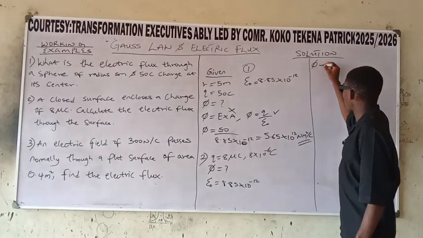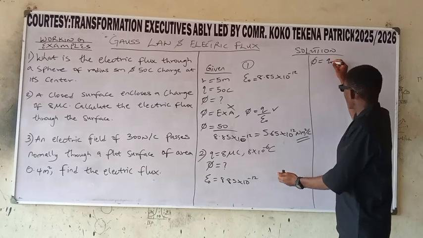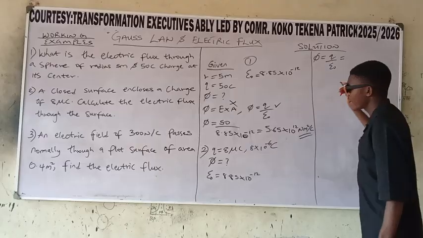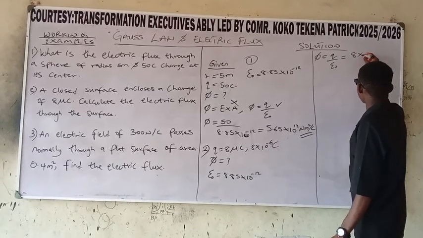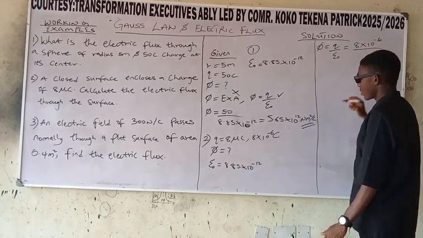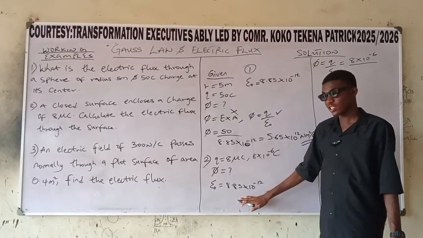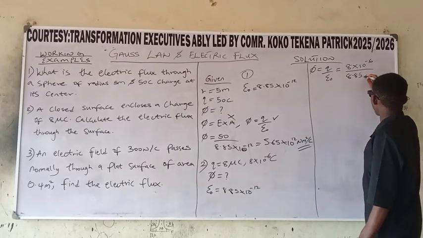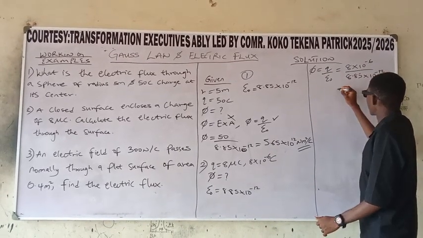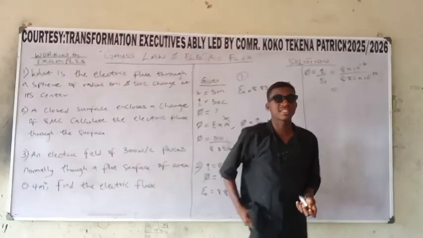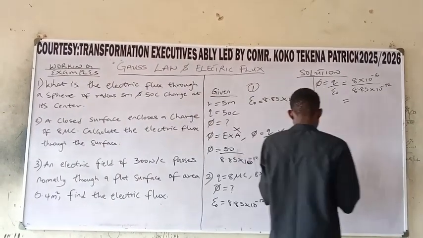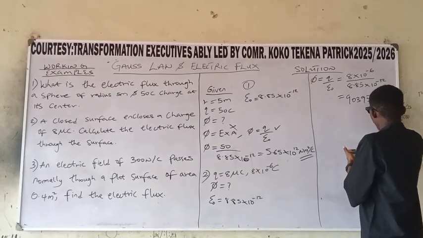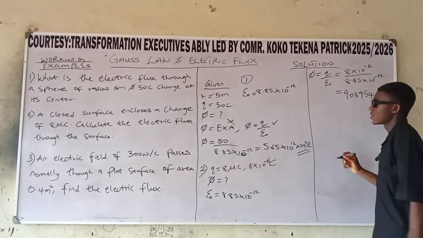So we have flux equals Q all over permittivity of free space, right? Which equals, our Q is 8 times 10 raised to power minus 6, all over our E naught, which is 8.85 times 10 raised to power minus 12. If you punch your calculator, you get 903,954.80.